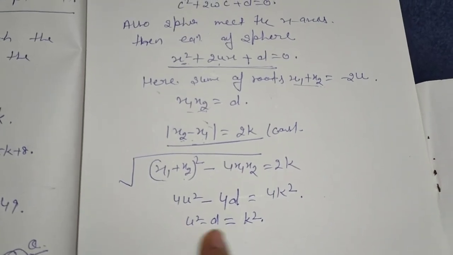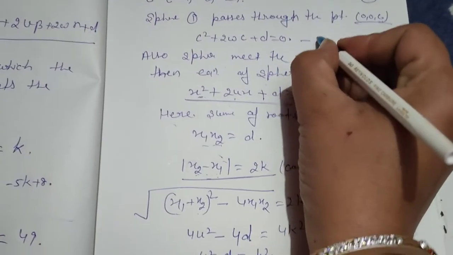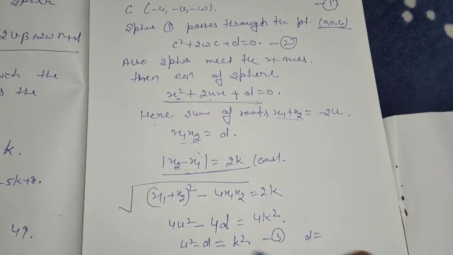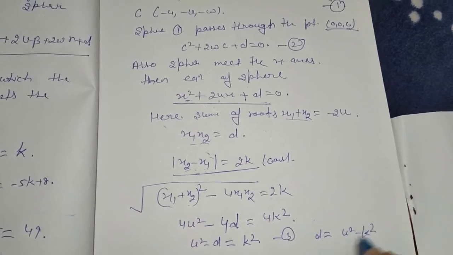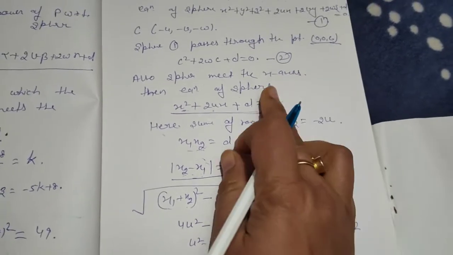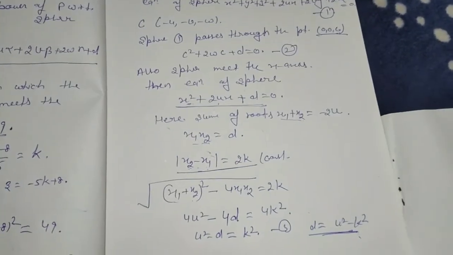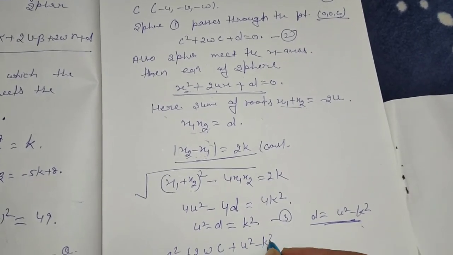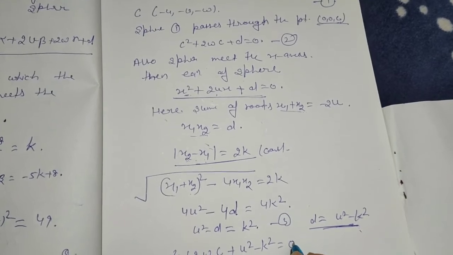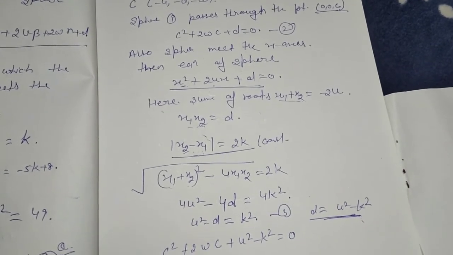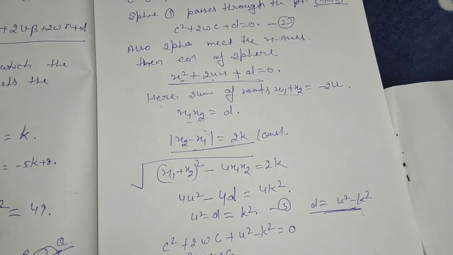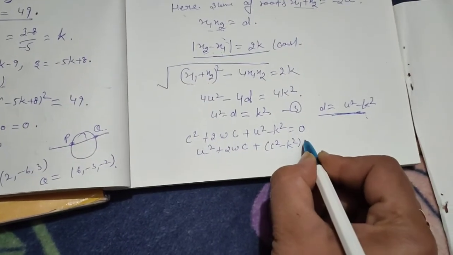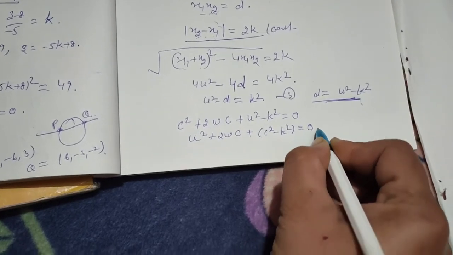Now eliminating d from this equation and this equation. This is the second equation, and this is the third equation. Here we find d = u^2 - k^2 and put this value of d in the second equation: c^2 + 2wc + u^2 - k^2 = 0. Then the equation is u^2 + 2wc + c^2 - k^2 = 0.